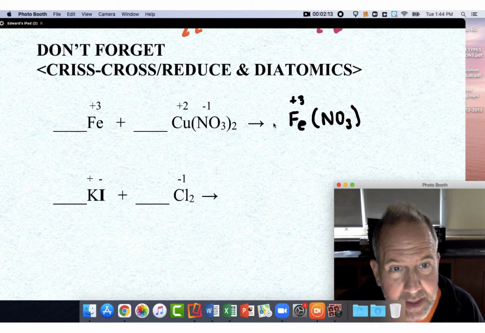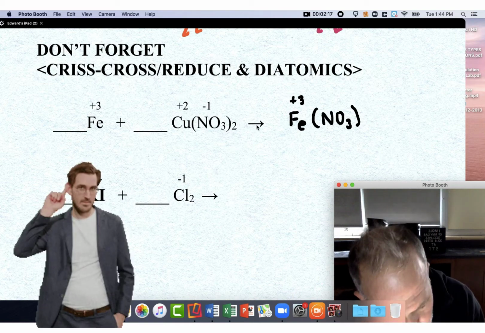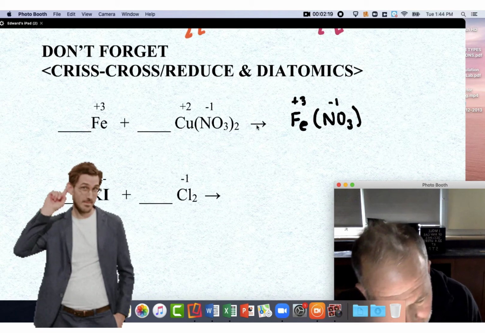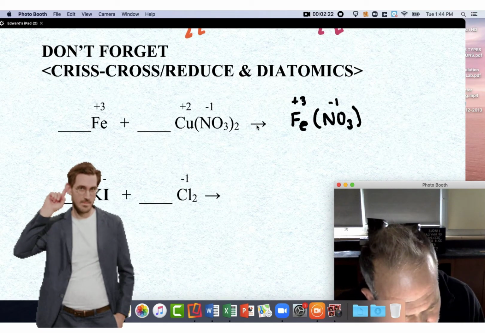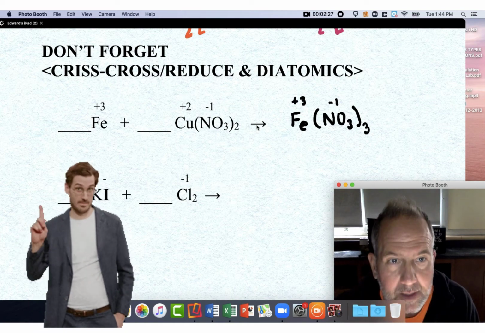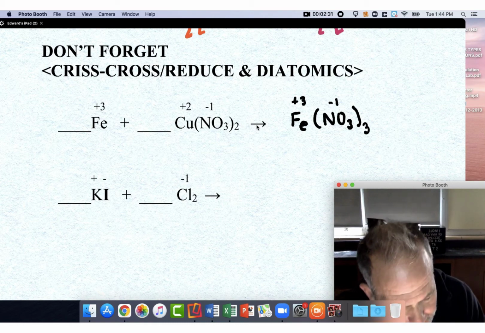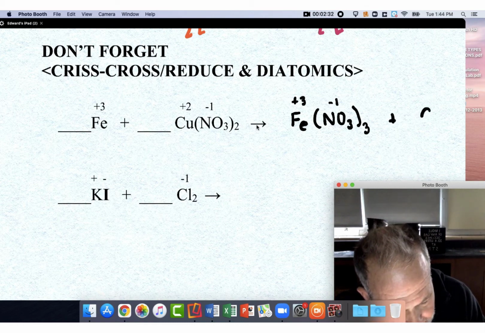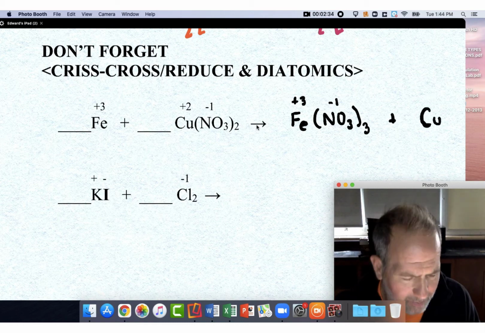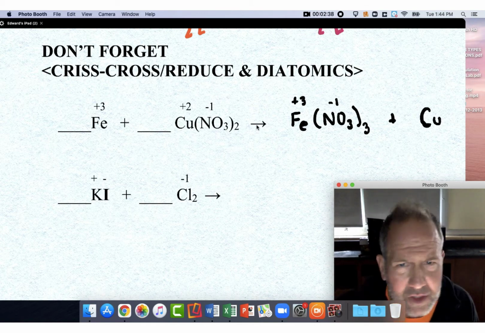Now, once we get them with their new partners, we're going to adjust the formula with our charges. So Fe was plus 3, nitrate was minus 1. We need a 3 here instead. All right, that's how it works. And then Cu gets kicked out. Is Cu diatomic? No. Are we worried about its charge? No, it's by itself. You don't have to worry about its charge.